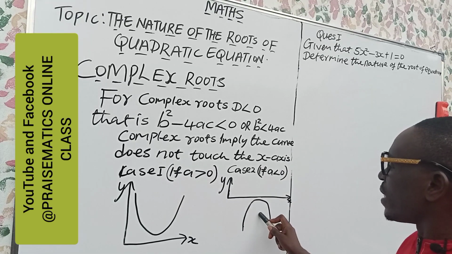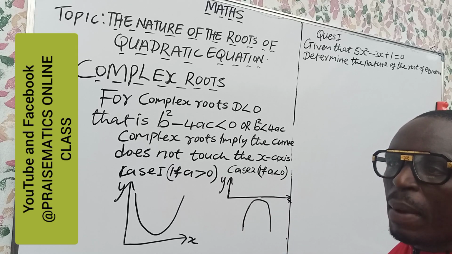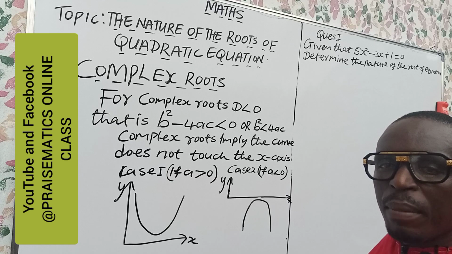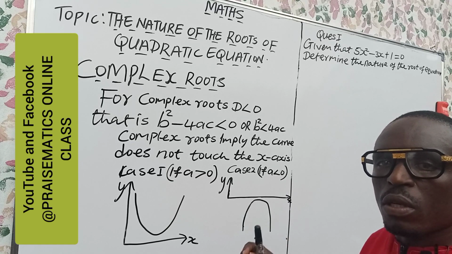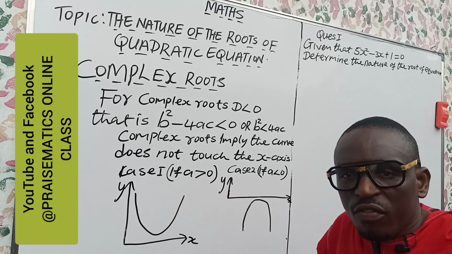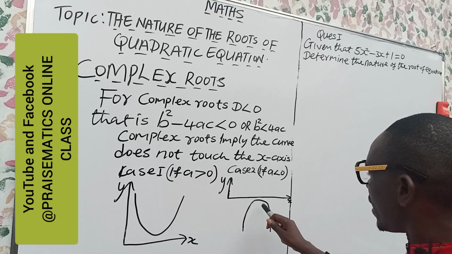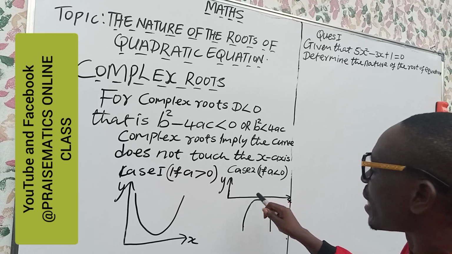Likewise here, this is a converse graph. In other words, it will start with minus ax squared plus bx plus c equal to 0. The graph will be concave, downward. And this downward graph will not touch the x-axis.